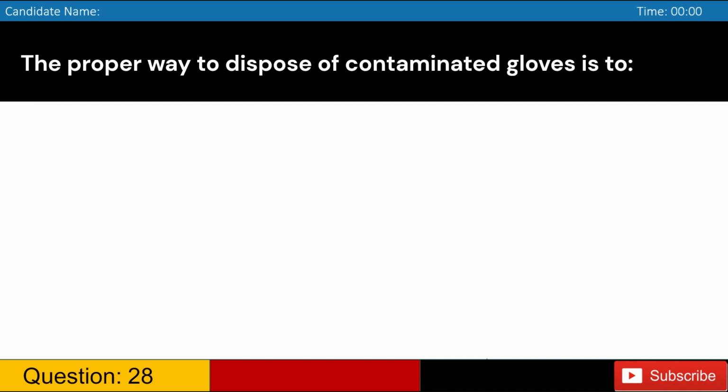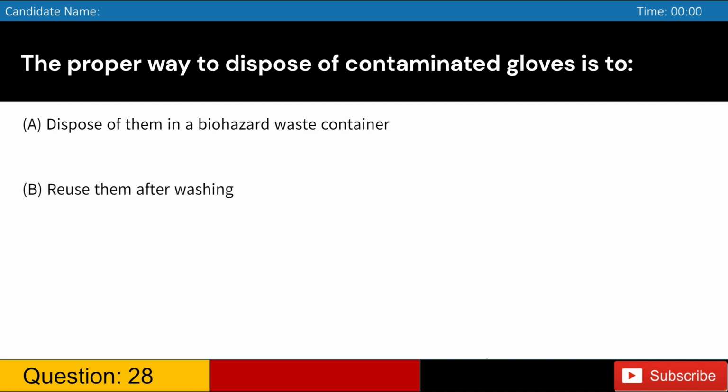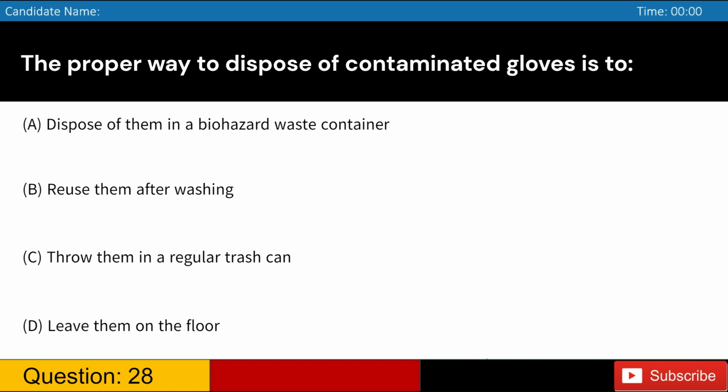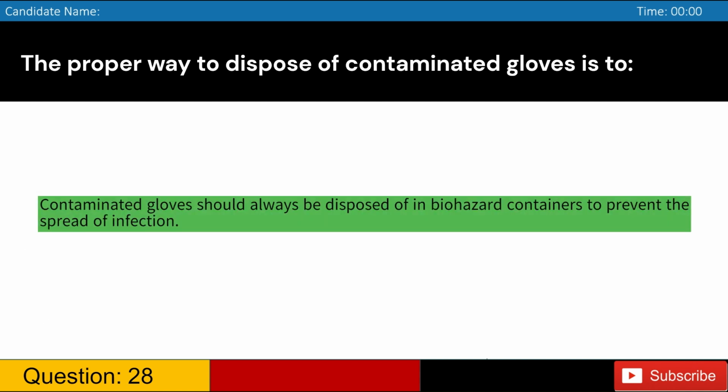The proper way to dispose of contaminated gloves is to: A. Dispose of them in a biohazard waste container. B. Reuse them after washing. C. Throw them in a regular trash can. D. Leave them on the floor. Answer A. Contaminated gloves should always be disposed of in biohazard containers to prevent the spread of infection.